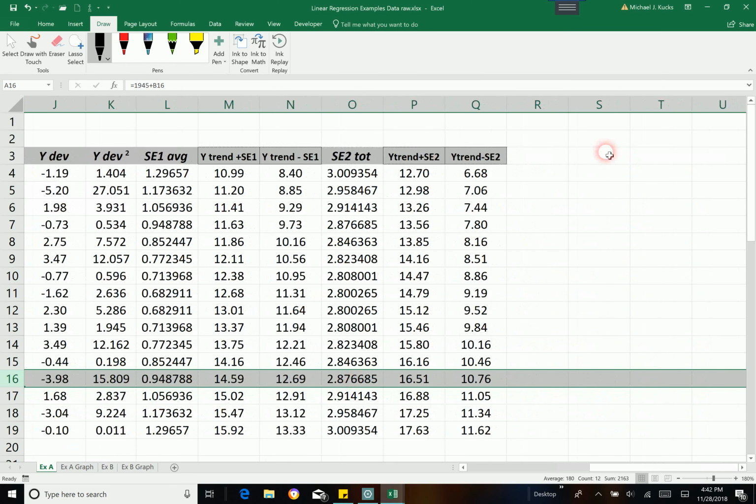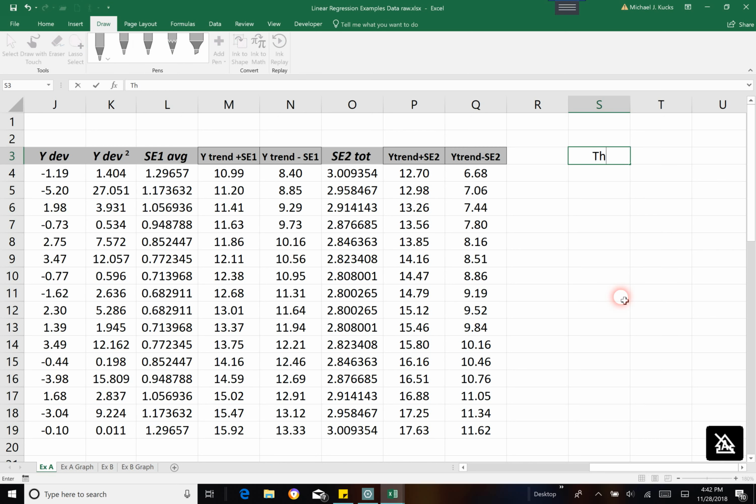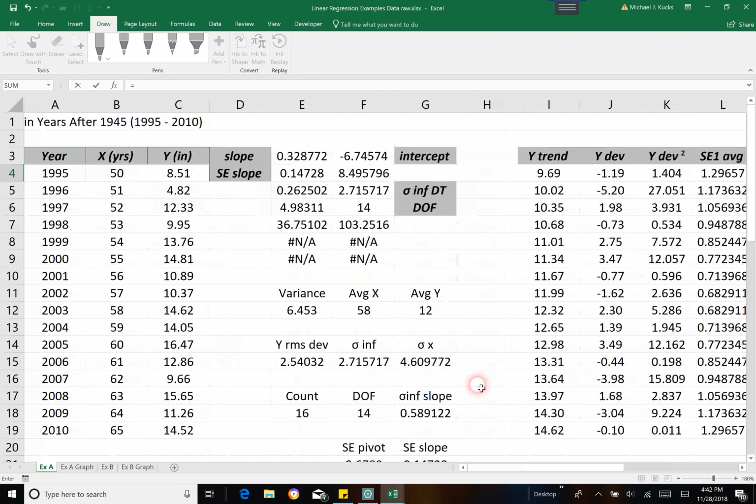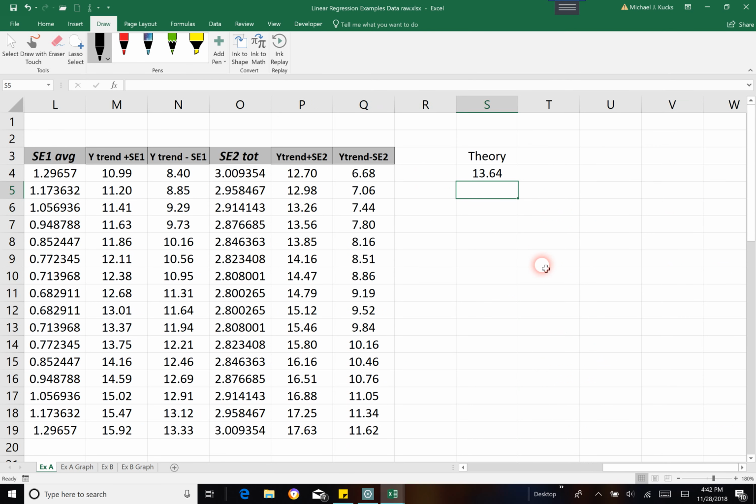So we'll put some numbers up here. So we got theory. This is what our model says. And we'll just copy the number here, y trend. For 2007, that's here, 13.64. Okay, so there's that. Theory is that. Test statistic was 18. Okay. Degrees of freedom was 14. Right, n minus 2. And let's get a p-value.